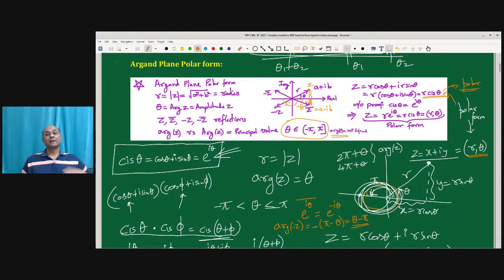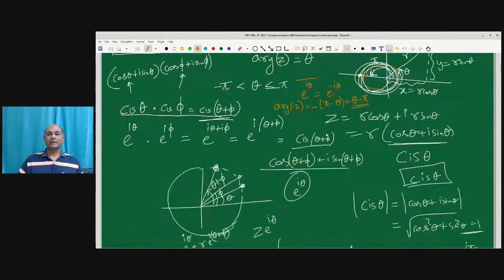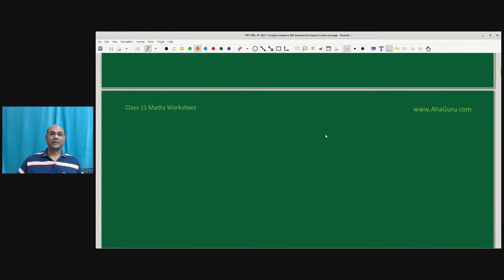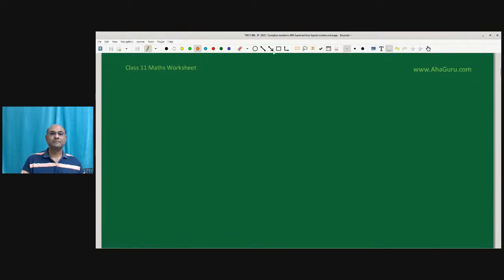Argument of minus z is theta minus pi. Similarly, you can do argument of minus z conjugate. I don't want to look at that. But basically, I hope you have understood the key idea here. Okay, so two points I want you to remember.